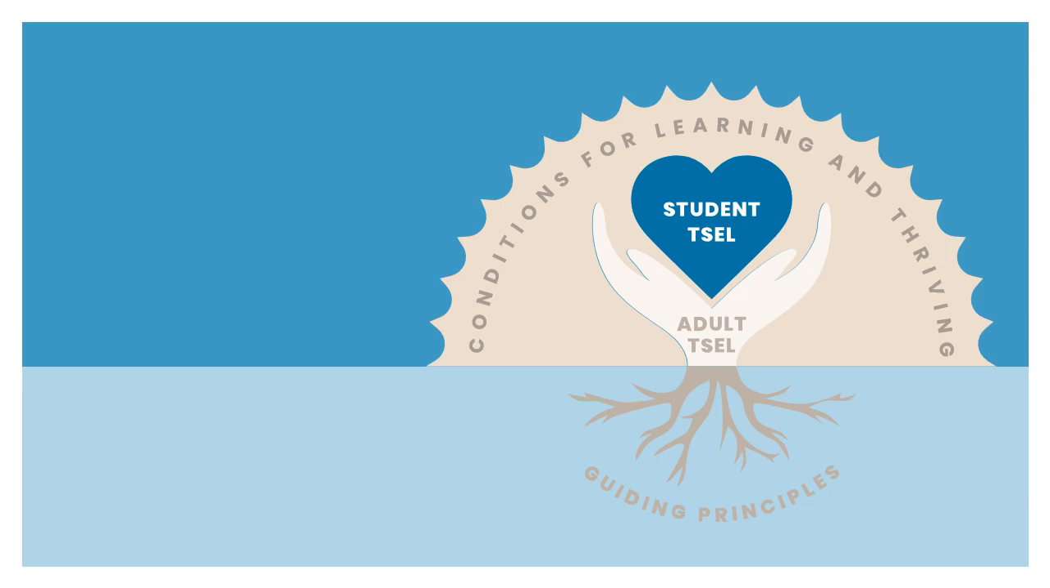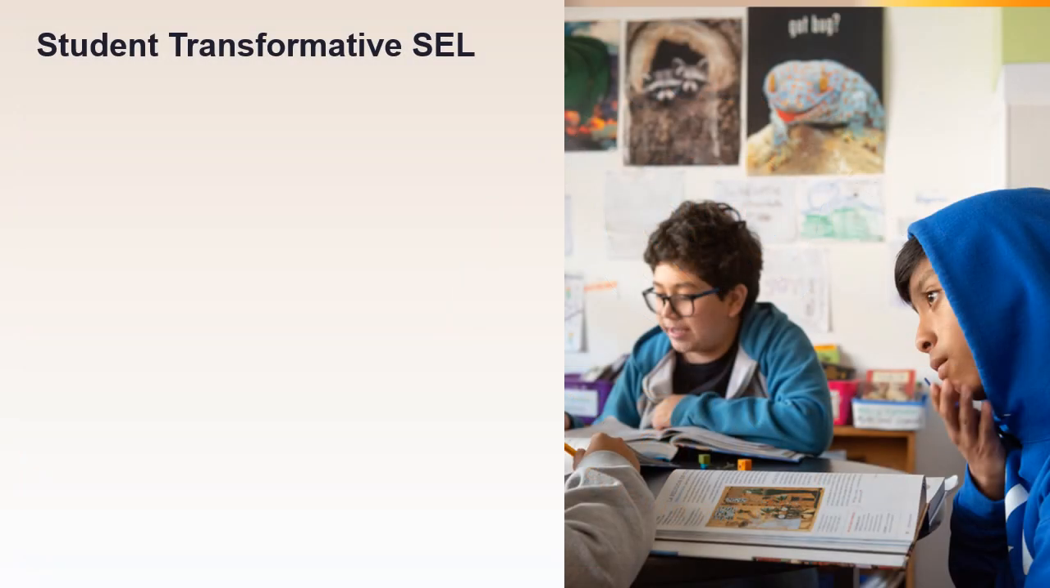Student transformative SEL requires learning environments that embody the guiding principles, strong supports for adult transformative SEL, and equitable conditions within classrooms, schools, and across the educational experience. Oregon's transformative SEL standards describe what a person needs to know, understand, and be able to do when it comes to transformative SEL.